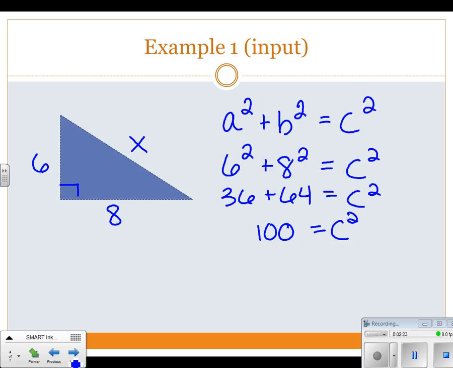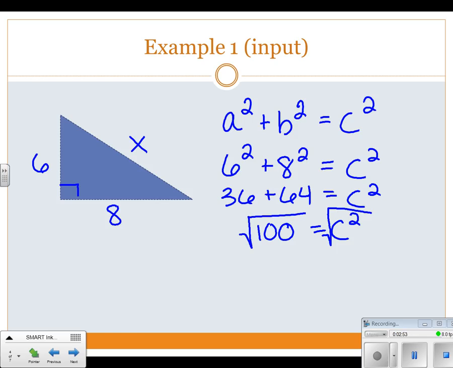So when we're figuring out c here, we have to figure out what squared is 100. And we've been working with perfect squares, and we know that 10 squared is 100. Now, the other thing with algebra, if you're squaring something, like here, we're squaring our c, you can undo the square by finding the square root. And if you do the square root to one side of an equation, you have to do the square root to the other side.